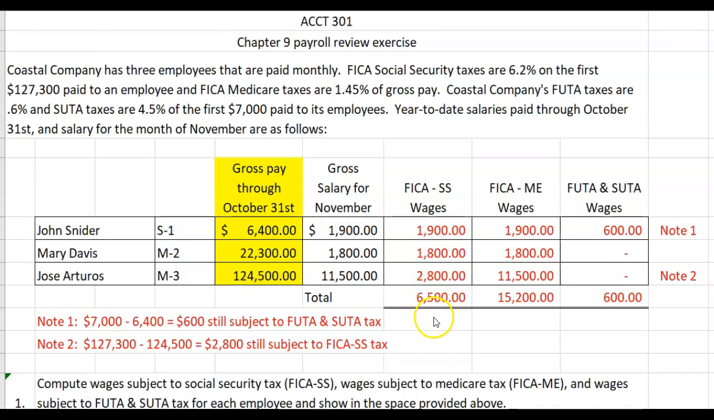Adding up the columns, we find that the company will have to pay Social Security tax on $6,500 for the month of November, Medicare tax on $15,200 for the month of November, and FUTA and SUTA tax on $600 of wages for the month of November.